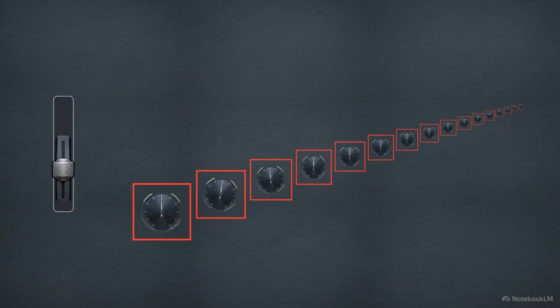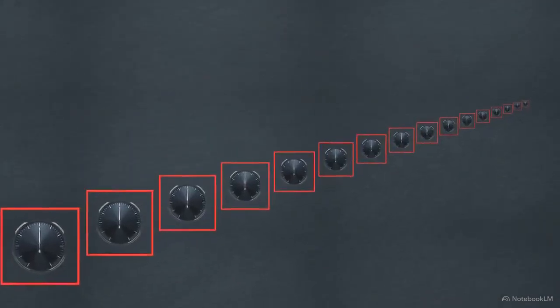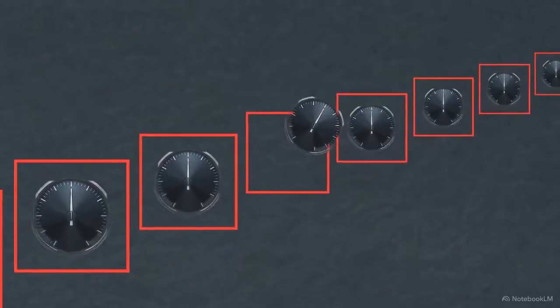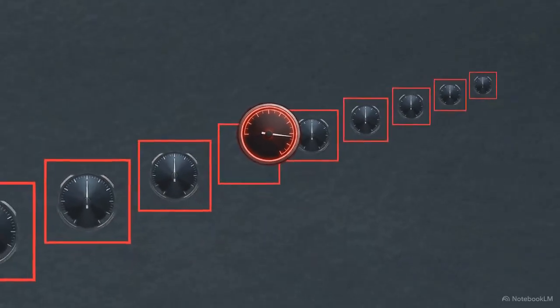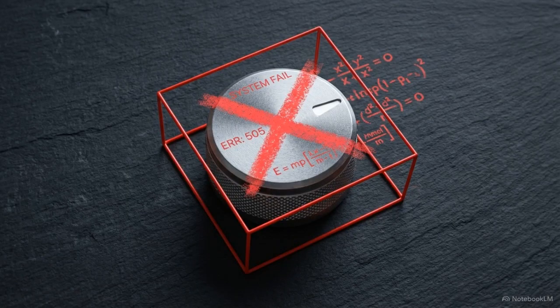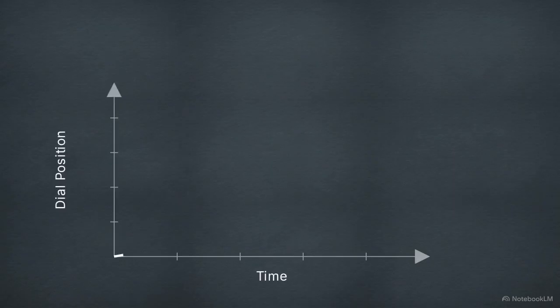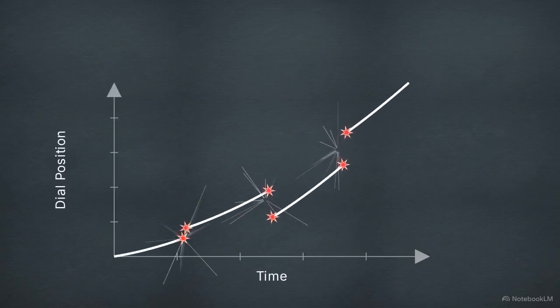But when you move a master slider, a microscopic shift ripples down the line, eventually pushing a distant dial out of its box, triggering an error. Because even the smallest movement eventually breaks a rule somewhere down the line, we can't draw an unbroken path between two settings. In this system, smooth movement is impossible.